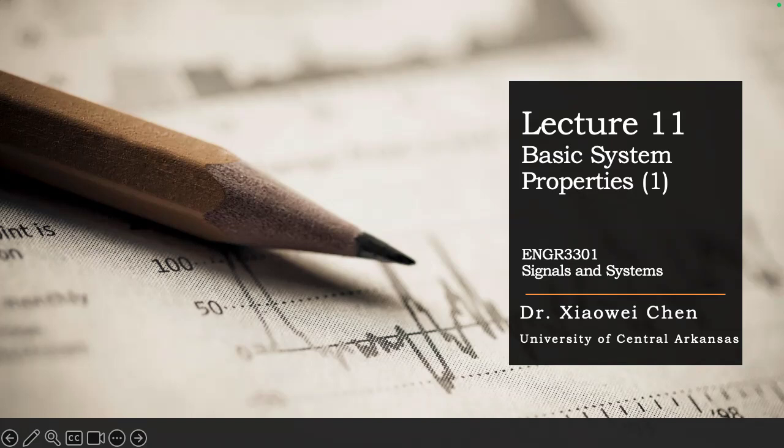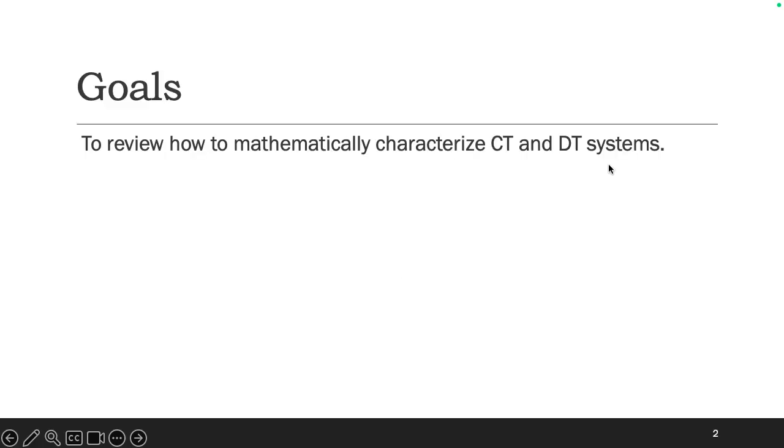Today we will talk about the basic system properties. For the CT system and DT system, there are some basic properties for those systems. Okay, let's review today's goal. Firstly, we will review how to mathematically characterize CT and DT systems.